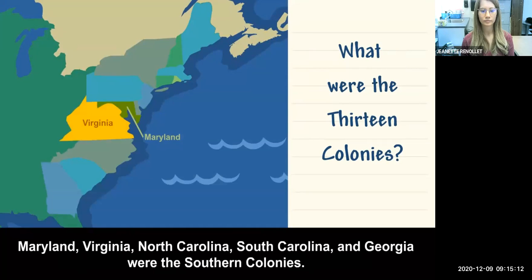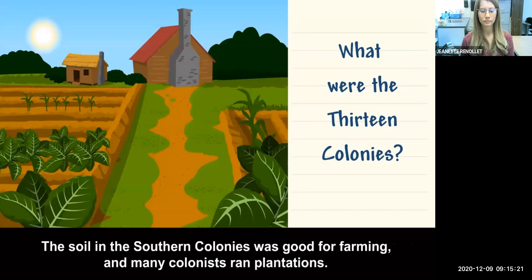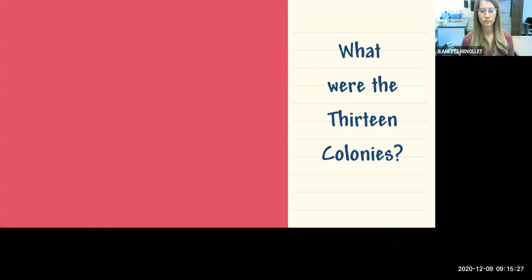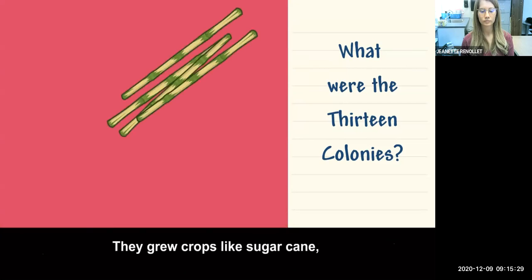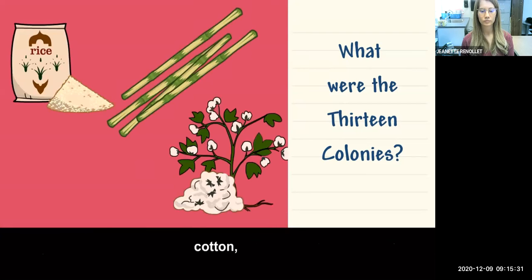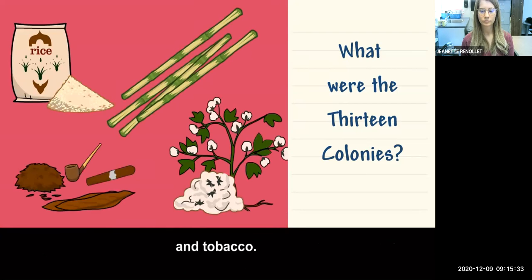Maryland, Virginia, North Carolina, South Carolina, and Georgia were the southern colonies. The soil in the southern colonies was good for farming, and many colonists ran plantations. They grew crops like sugarcane, rice, cotton, and tobacco.